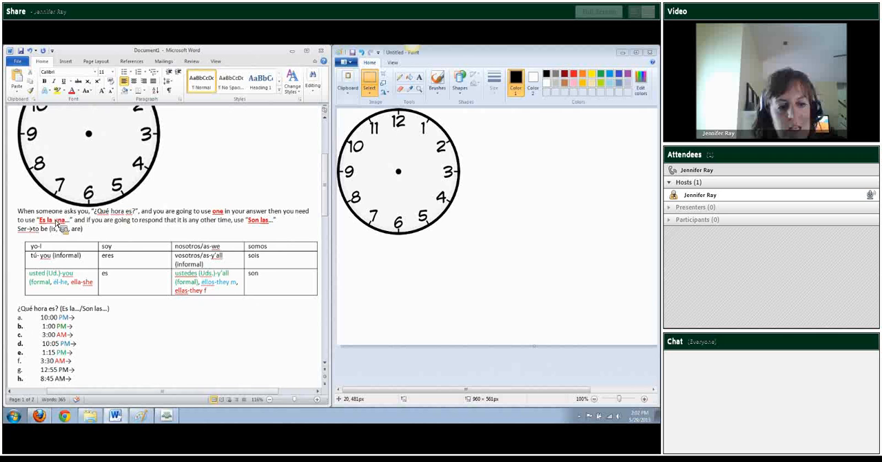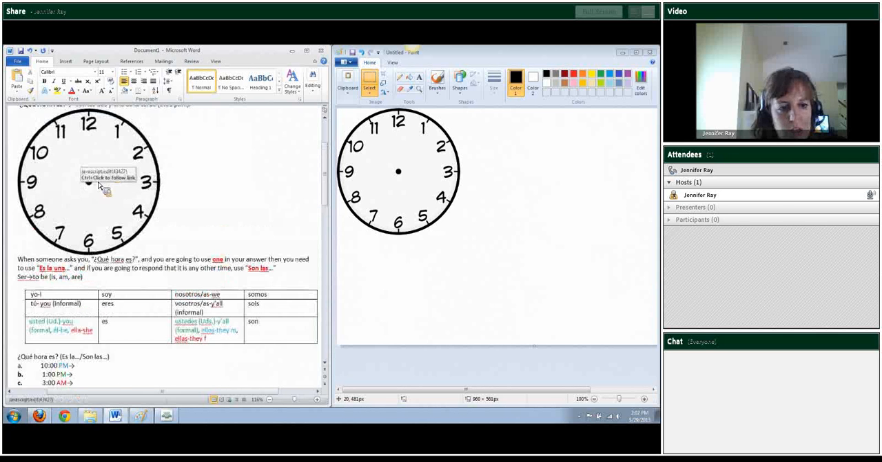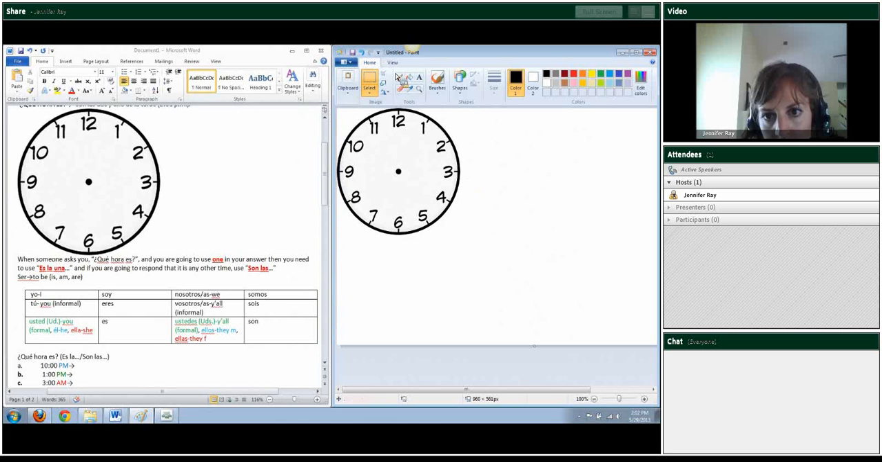So if it is 1 o'clock, because if you look at your clock up here, actually I'm going to go over here and make it be 1 o'clock. Okay, here we go. So if it's 1 o'clock, I have only gone to the first hour, so they consider that to be singular. So when you say it's 1 o'clock, you're going to say es la una.